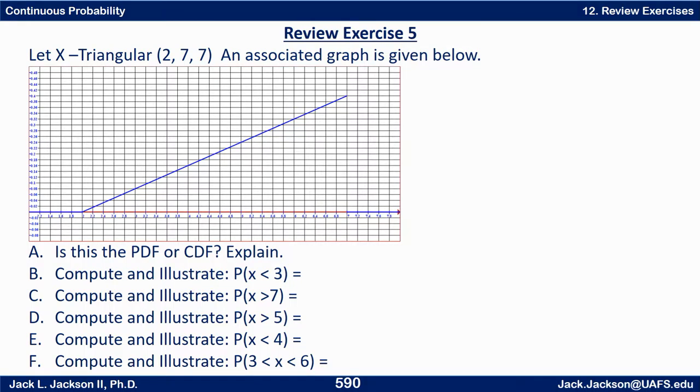All right, in this video we're going to go over review exercise 5 from Unit 3. Let x be a random variable with a triangular distribution 2, 7, 7. The associated graph is given below. So what this means is, first of all, let's ask the question, is this a PDF or CDF?